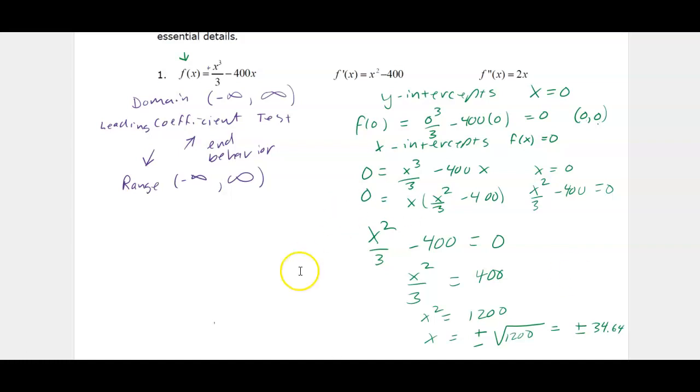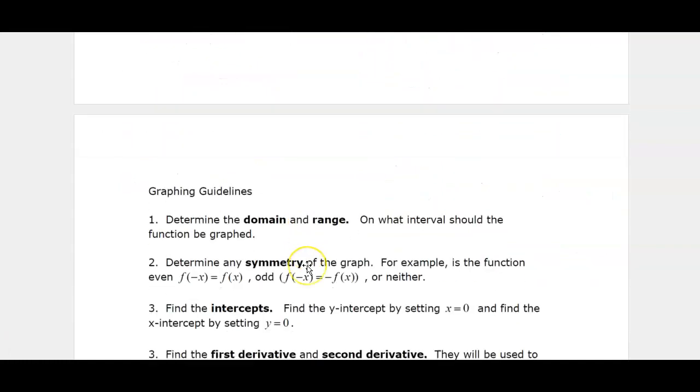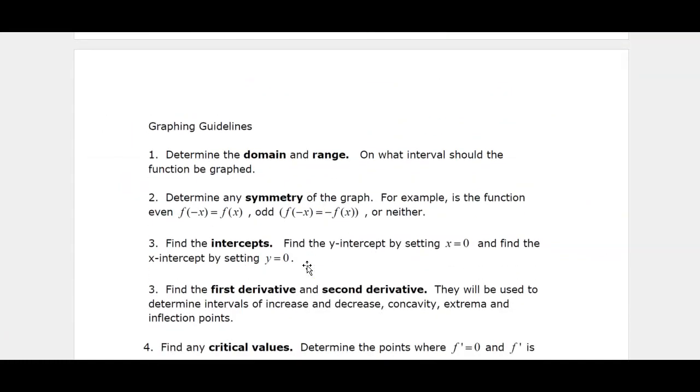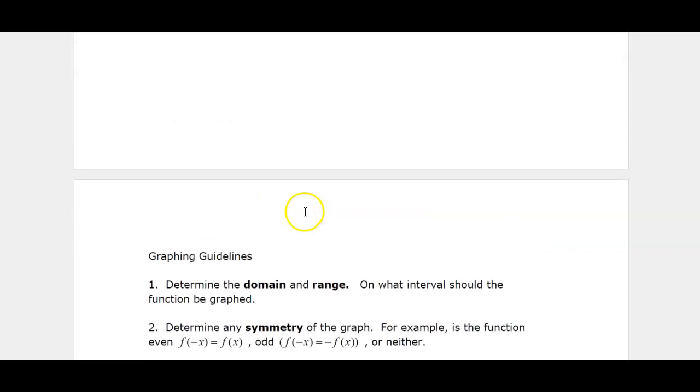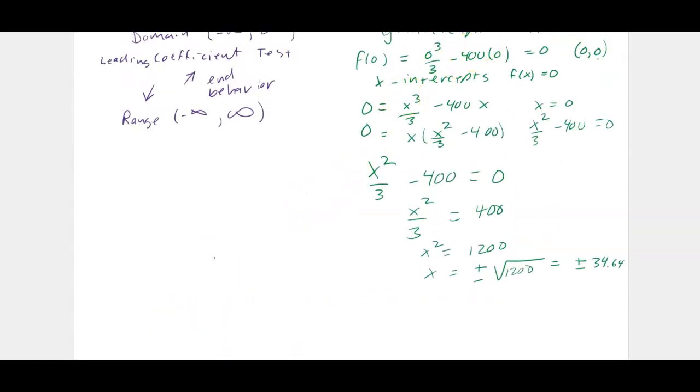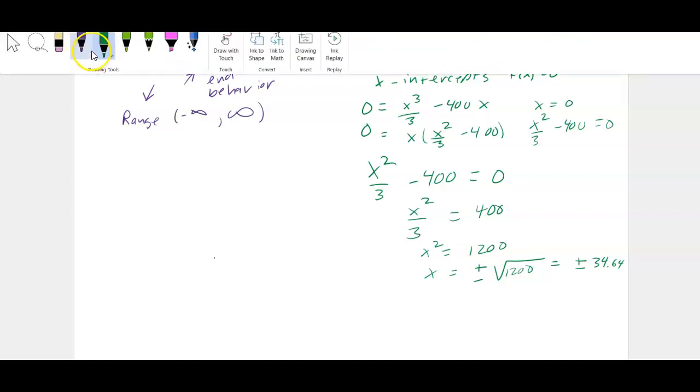So the next steps, I'm trying not to go too fast here. We found the intercepts. Oh, we didn't look at symmetry yet. I skipped the symmetry step. We can do that right here. Let's take a look at symmetry. Symmetry is also either even or odd. You may remember that from pre-calculus.